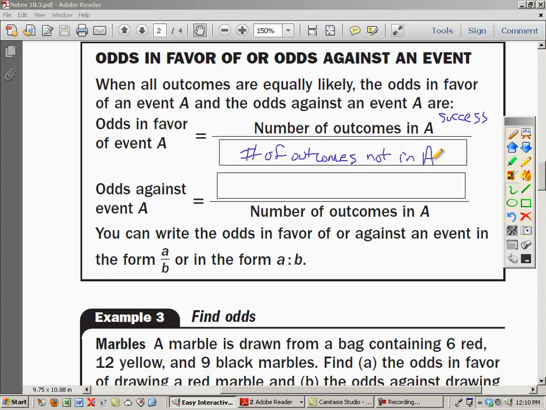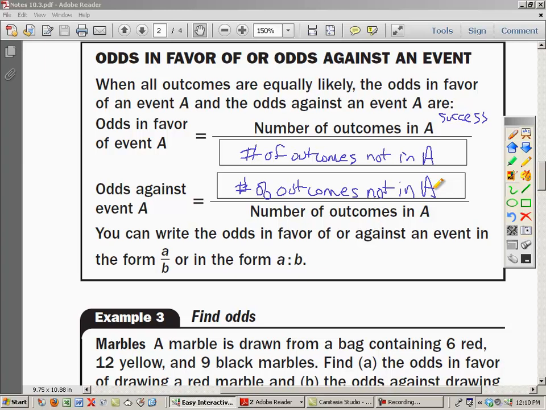And we'll get back to that in just a few minutes here. I want to go back to our card drawing example in just a few minutes because I want to talk a little bit about odds versus probability of that red queen. Odds against an event A are basically the number of outcomes that are not in A versus the number of outcomes in A.